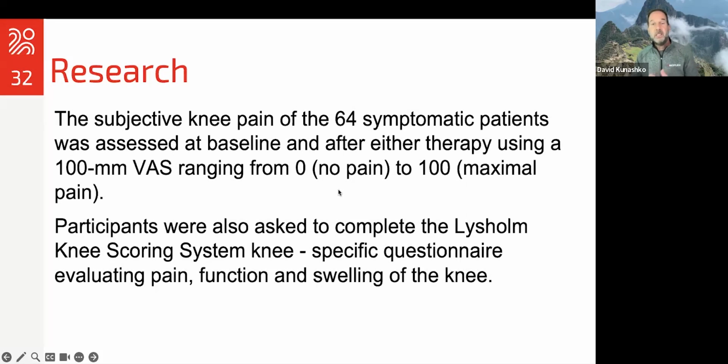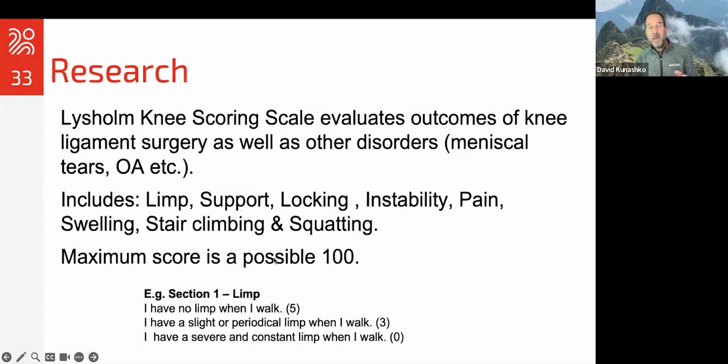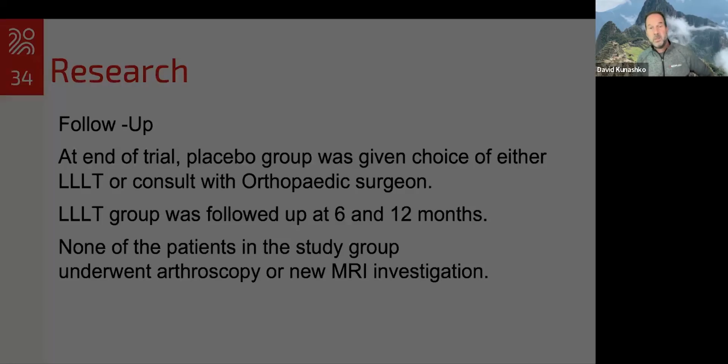So they looked at subjective knee pain. They used a visual analog scale, 0 to 100. They also completed the Lysholm knee scoring system, which is a specific questionnaire. The maximum score possible is 100, so you want a higher score as opposed to a lower score. For example, I have no limp when I walk, that's 5. I have a severe and constant limp, that's 0. So the lower your score, the worse you are. Okay, so pay attention to that when I show you the results.